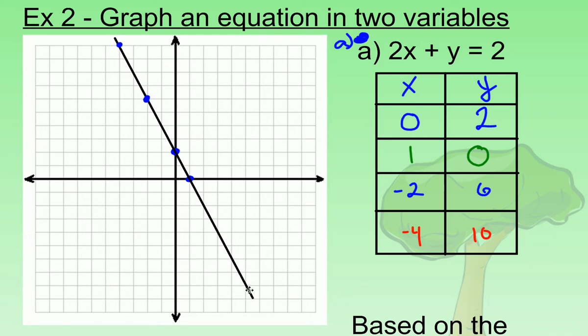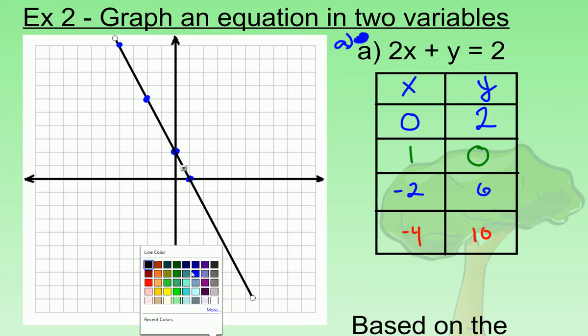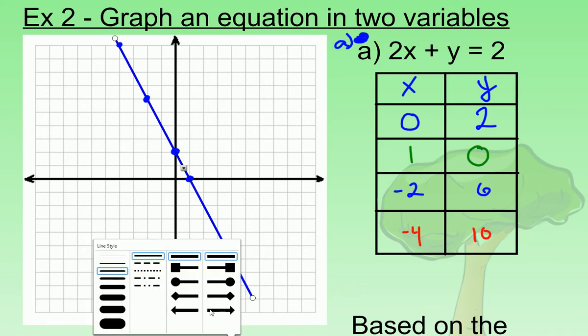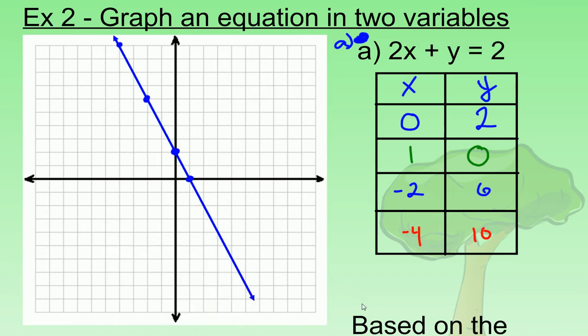Like that. And I can make the line blue and change some properties of the line. Maybe a little bit bolder. Nah, I don't like that. Something like that. So this is the graph of this first equation, 2x plus y equals 2. That's what it looks like.